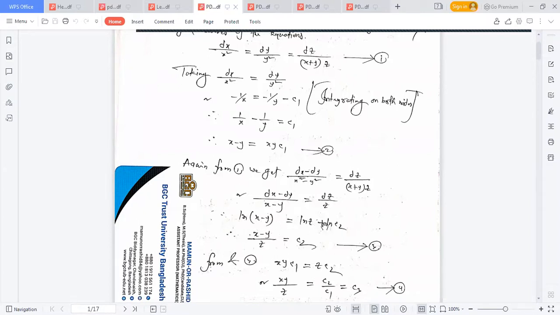Taking logarithm on both sides and removing log from both sides, we get x minus y divided by z equals to constant c2.